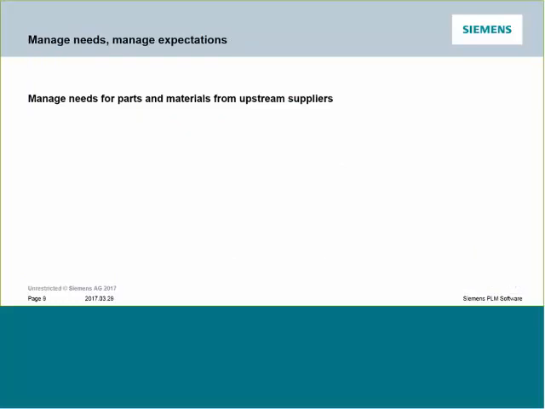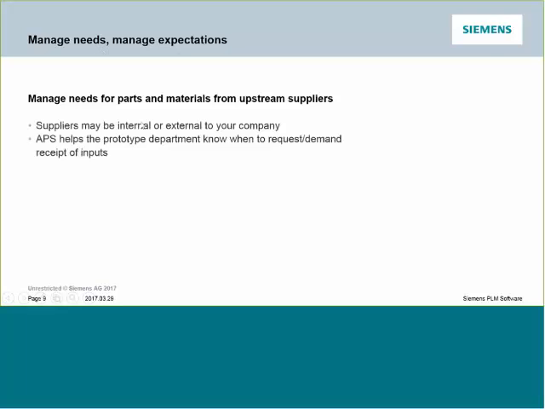So much of management is communication, and there is the need to manage upstream and downstream, to manage needs and to manage expectations. When it comes to managing needs for parts and materials from upstream suppliers, those suppliers may be internal or external to your company, and they have certain inputs that have to be available at certain times.